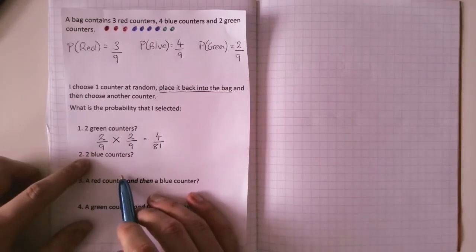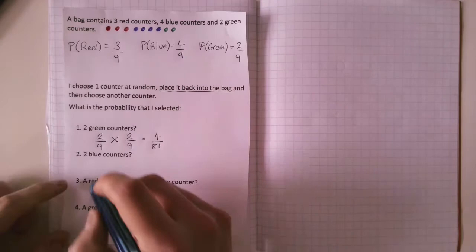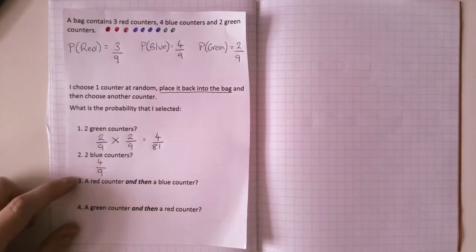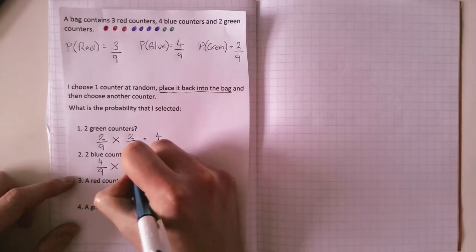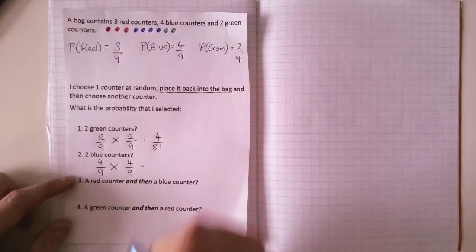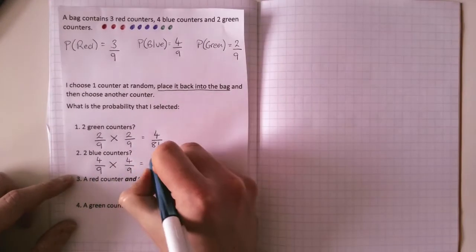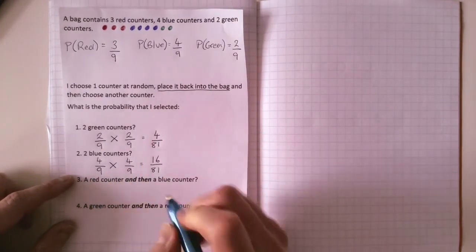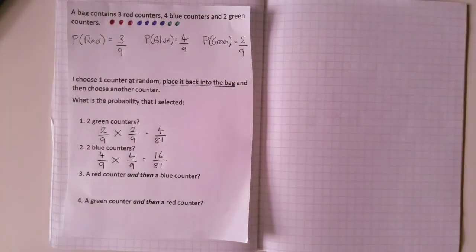Now, a really similar question for blue counters. What's the probability of me getting 2 blue counters? Well, this time the probability of a blue is 4 out of 9. And I need to multiply that by the probability of getting a blue again. So again, 4 out of 9. So the probability of selecting 2 blue counters, 4 times 4 is 16. And 9 times 9 is 81. So the probability of me getting 2 blues is 16 out of 81.